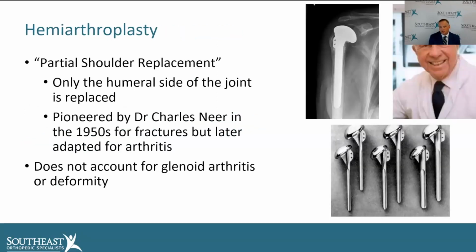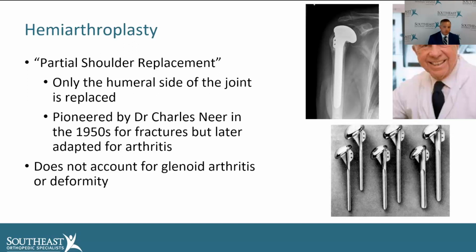So, kind of the history of shoulder arthroplasty. Hemiarthroplasty or partial shoulder replacement was pioneered by Dr. Charles Neer. Dr. Charles Neer is the father of modern American shoulder surgery. We owe a great debt to him and everything that he figured out over the years. He developed hemiarthroplasty originally for fractures in the 1950s, but later adapted for arthritis. Hemiarthroplasty means you're only replacing one side of the joint. So in this case, it's the humeral side.